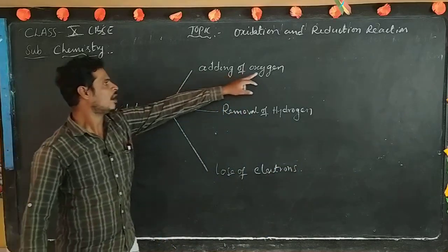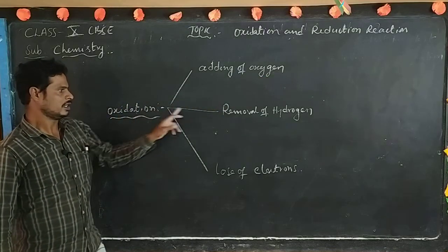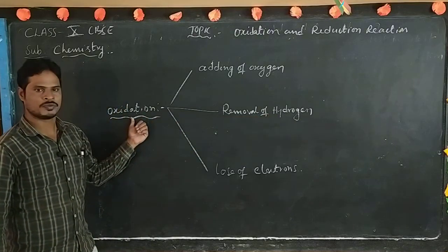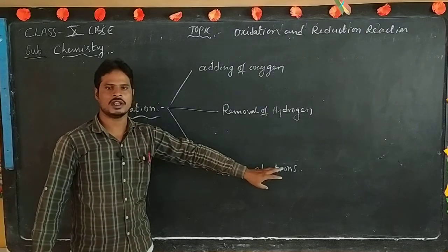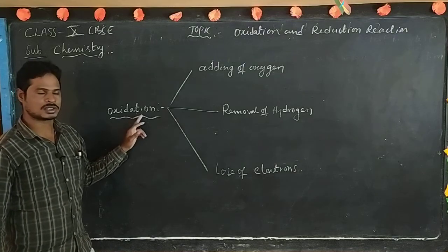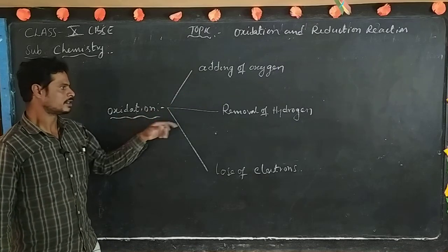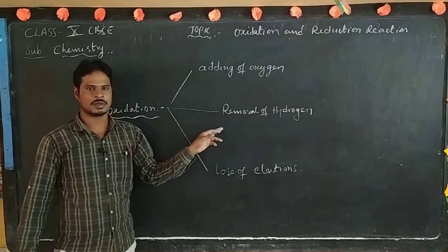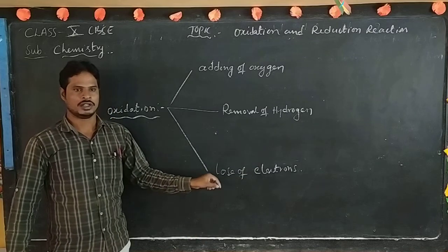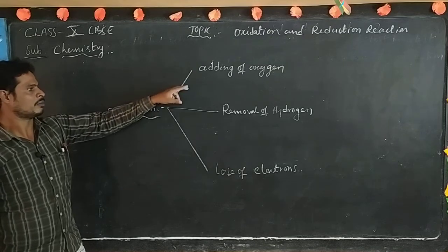Oxidation. Adding of oxygen in a chemical reaction is called oxidation. Next, removal of hydrogen in a chemical reaction is called oxidation. Loss of electrons by a substance in a chemical reaction is called oxidation. Once again I repeat the definition of oxidation. Adding of oxygen is oxidation. Second, removal of hydrogen is oxidation. Loss of electrons by a substance is oxidation. Let me take examples one by one.